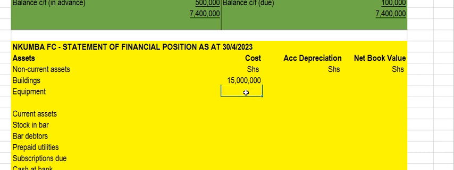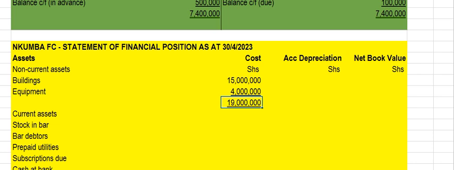Equipment, their cost is 4 millions. So what you have to do with the total cost, which is 15 plus 4, giving you 19 millions as the total cost of the non-current assets. But of course, these assets depreciated.